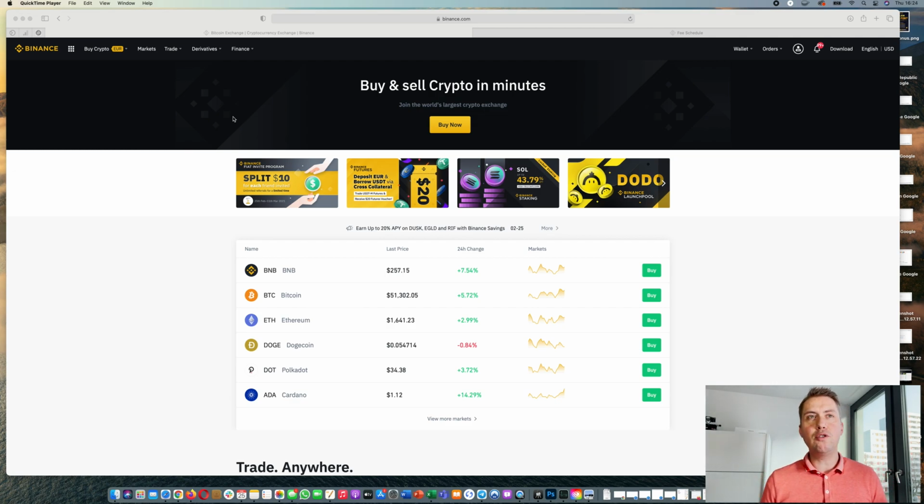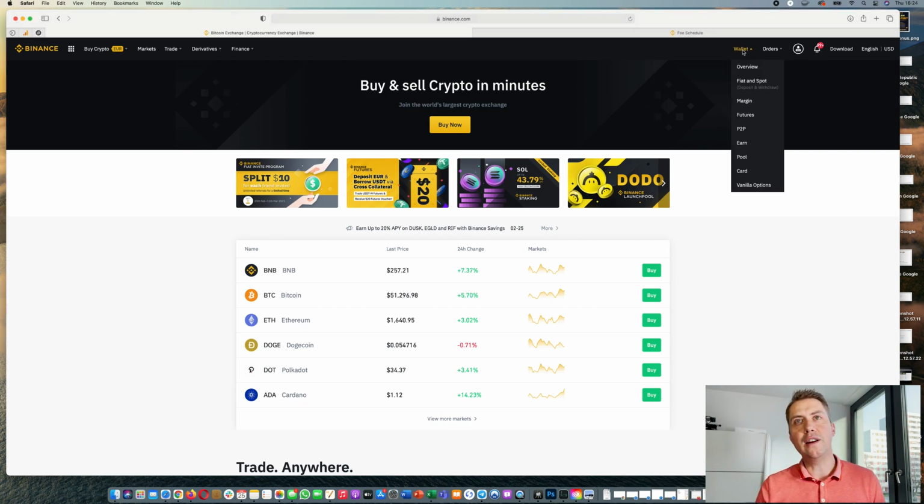The first thing we need to do if we want to trade on Binance is we need to put some money into Binance. So usually we do that via our fiat or spot wallet. Fiat is basically every fiat currency that is traded on Binance, like euros or British pound or Australian dollar. And spot is basically every cryptocurrency that is traded on Binance. We could easily deposit something on Binance in our spot wallet and then move it to our futures wallet.